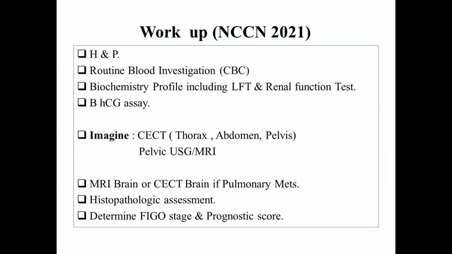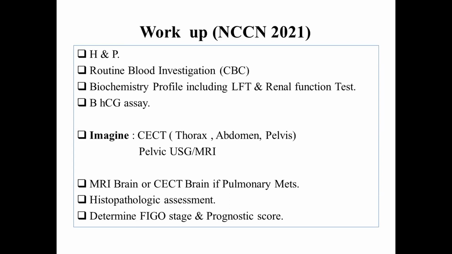Firstly, we have to take detailed history and physical examination, then go for the routine blood investigations like CBC and biochemistry profile, including LFT and renal function test. Then we have to procure a beta HCG assay. Now, in the form of imaging, we would advise CECT of thorax, abdomen, and pelvis. And pelvic USG or MRI may be advocated in fewer patients. But most commonly, we do a metastatic workup in the form of contrast enhanced CT scan of thorax, abdomen, and pelvis.